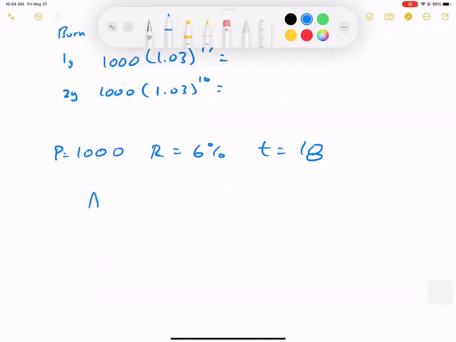So let's set up. A is equal to 1,000 times 1.06, because we're adding 1 plus the rate, 0.06, and we're going to stick 18 there. Can you guys do this calculation for me and tell me how much money we would have after 18 years at 6%? This is double the rate. Are we expecting double the growth? Let's see, 1,000. Remember, this is being compounded.